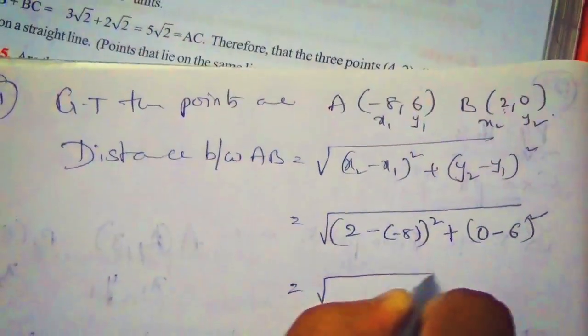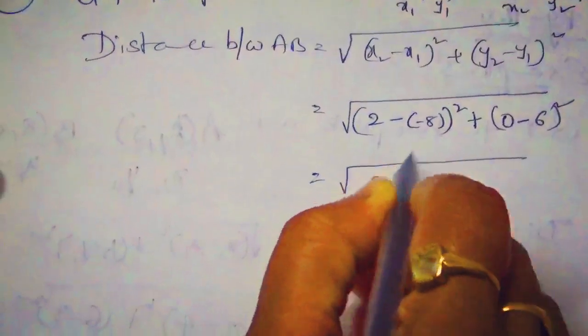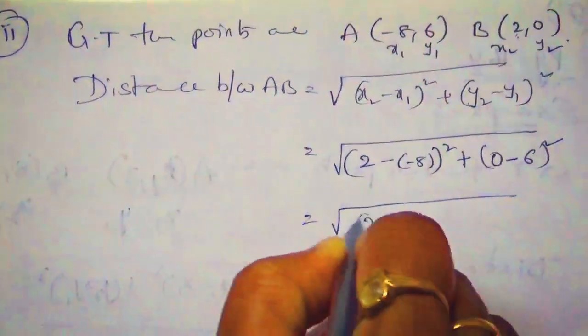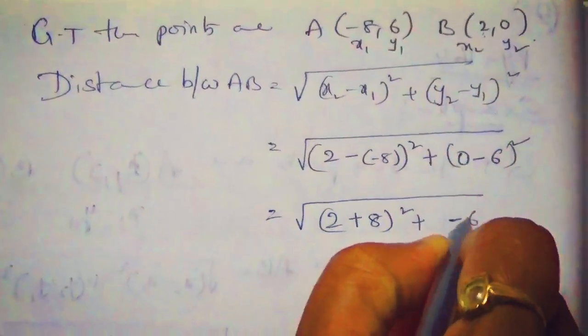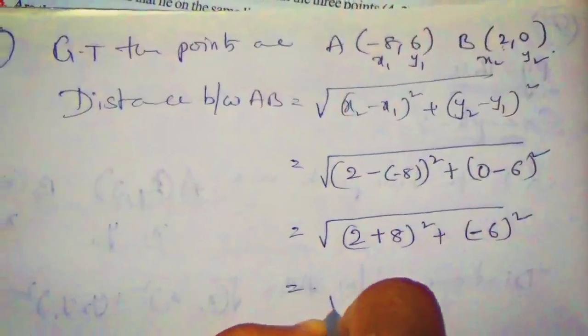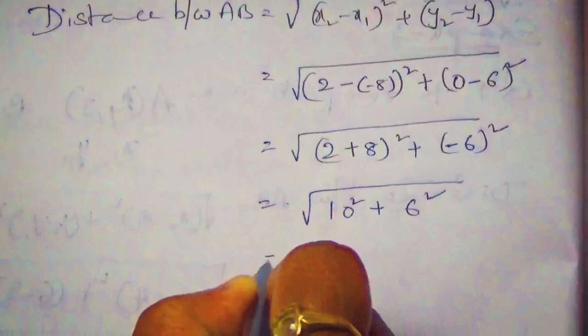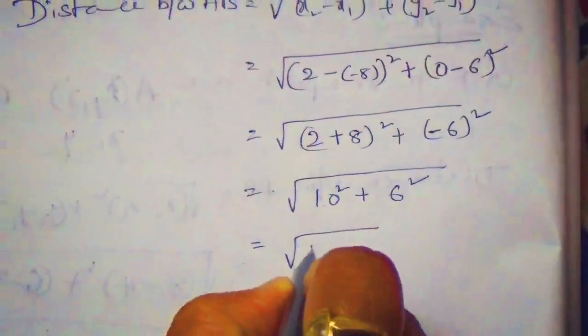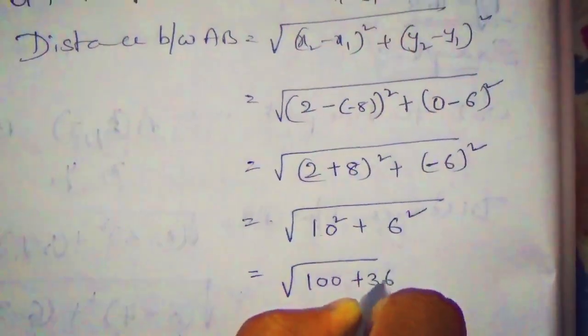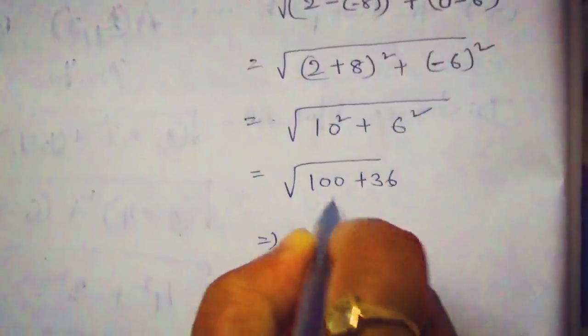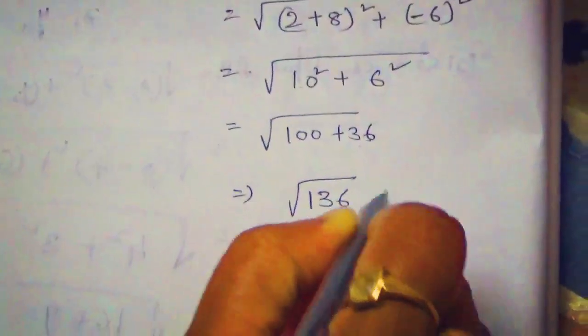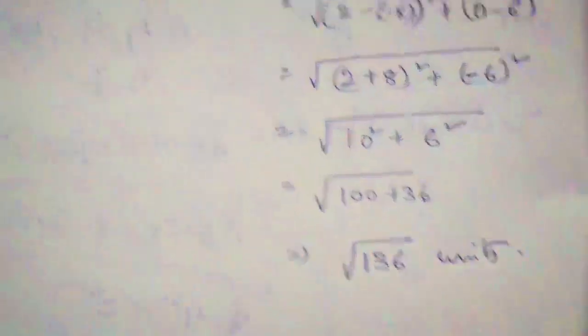That is equal to the square root of (2 plus 8) whole square plus (minus 6) whole square. That is equal to the square root of 10 square plus 6 square. That is equal to the square root of 100 plus 36. That is equal to the square root of the addition of these two, 136 units. Okay, so here we finished this.